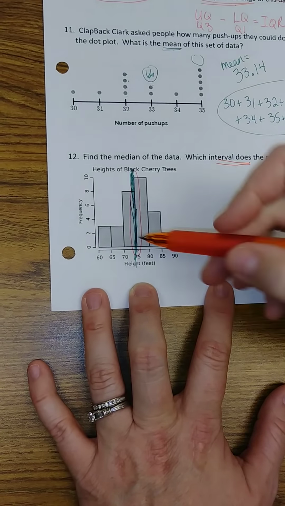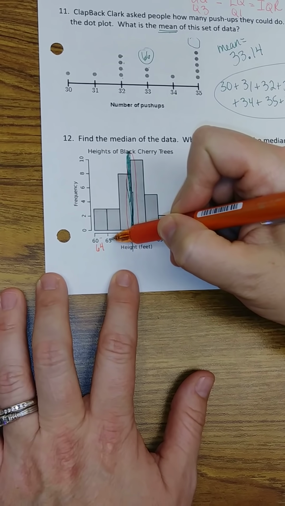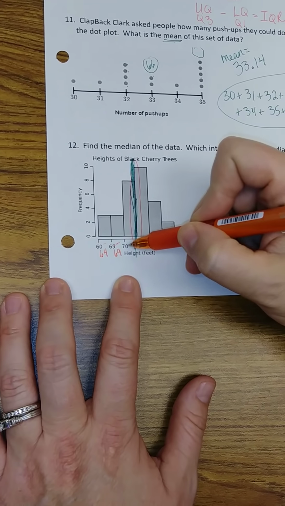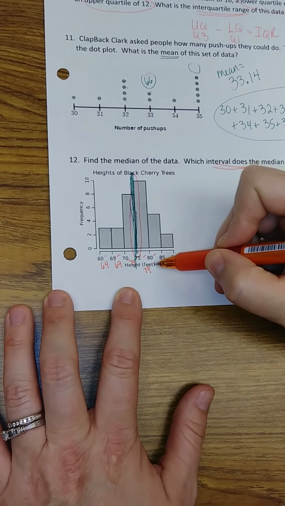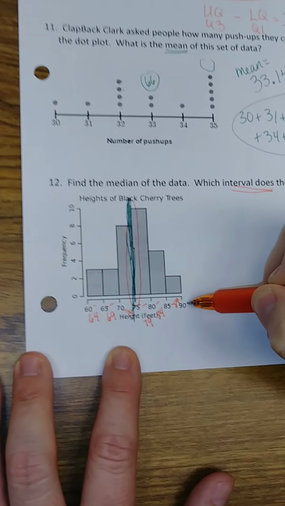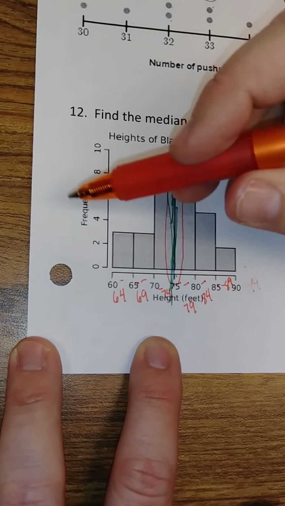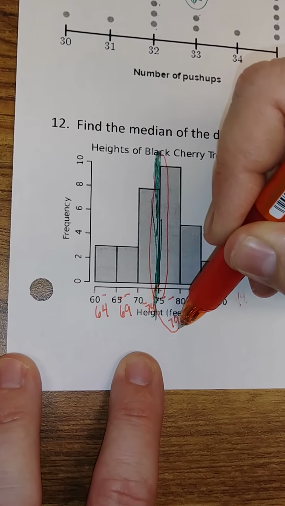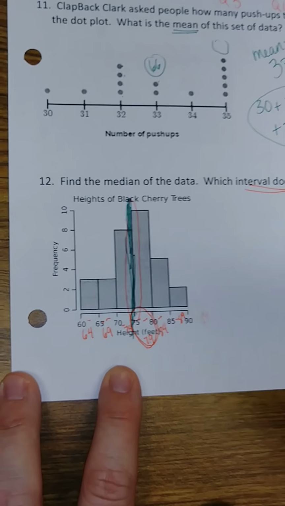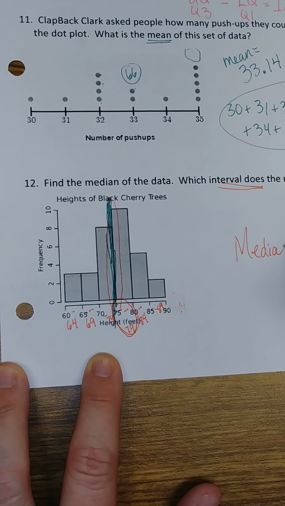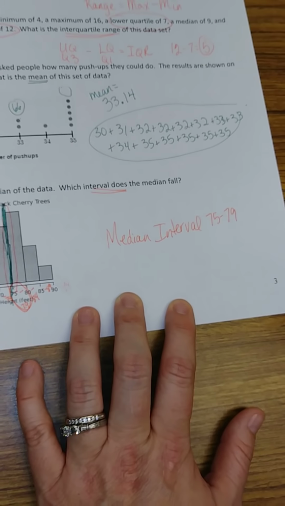Let's talk about those intervals because we have to make sure we identify them. So if this starts at 60, where does it end? 64, because this one starts at 65. So 65 to 69, 70 to 74, this interval will be 75 to 79, 80 to 84, 85 to 89, and then 90 to 94. But if we're looking for where this falls, it's between 75 and 79. So the median interval would be 75 to 79.